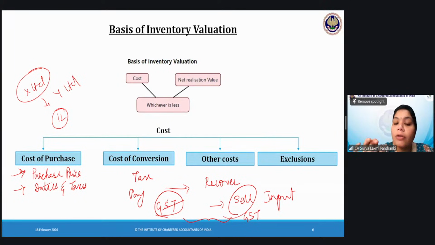So all those taxes that are recoverable will have to be ignored, which means only those taxes which are non-recoverable have to be included in your cost of purchase. That is one main thing, right? And we will next move on to any other expenses. What are any other expenses?